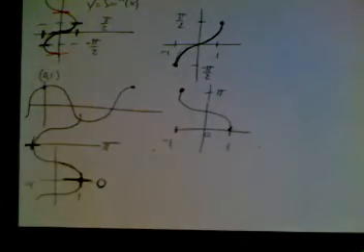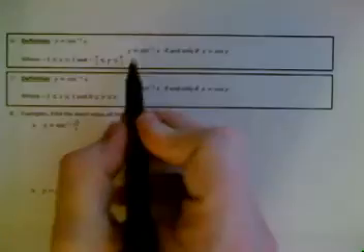We will utilize this information in terms of the inverse trig functions from this point forward.